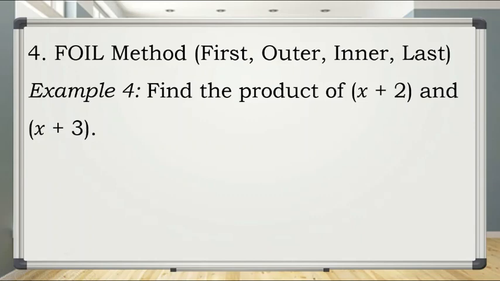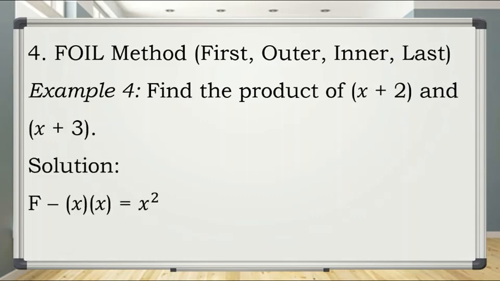Another thing is the FOIL method. It stands for first, outer, inner, and last. Example, find the product of the two binomials x plus 2 and x plus 3. Sa FOIL method, gagamitin lamang ito kapag merong dalawang binomial. Ang first natin is yung dalawang x.